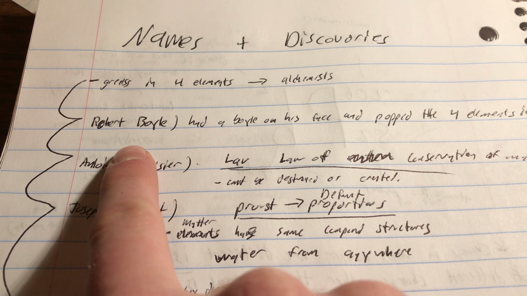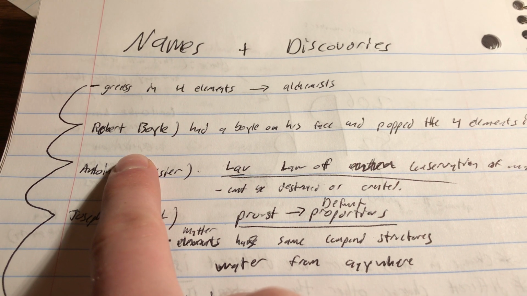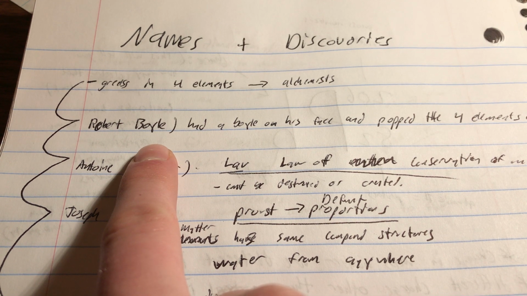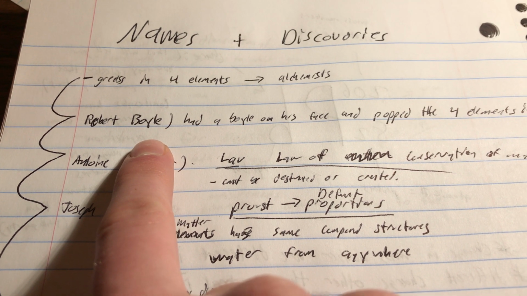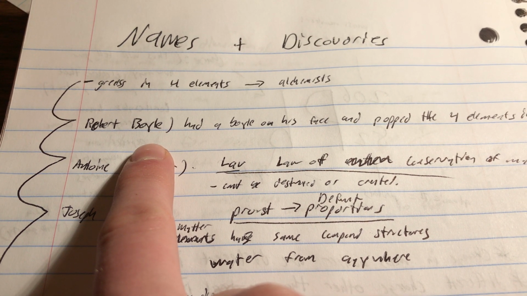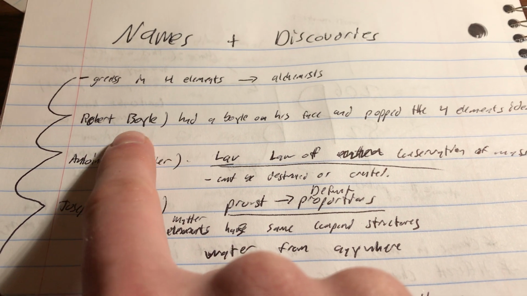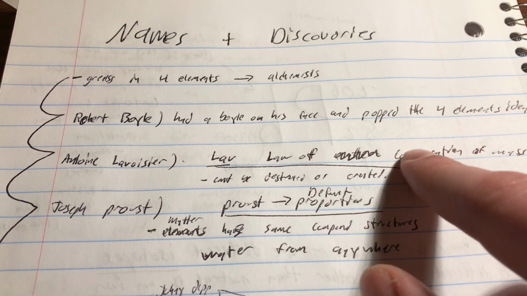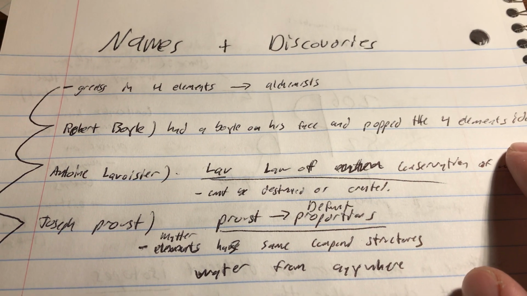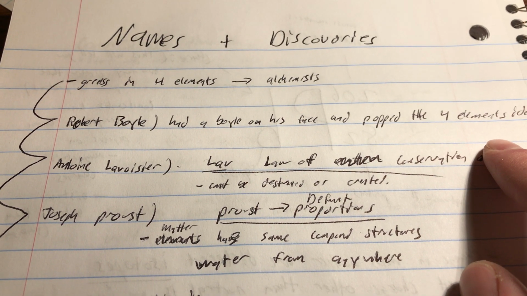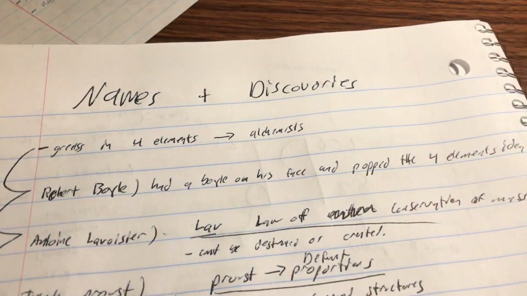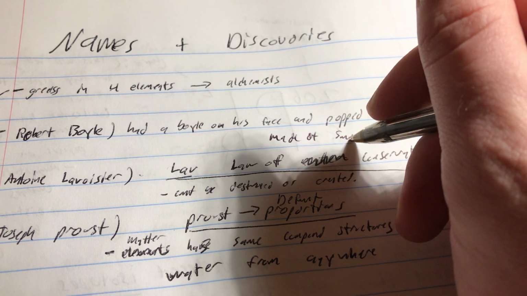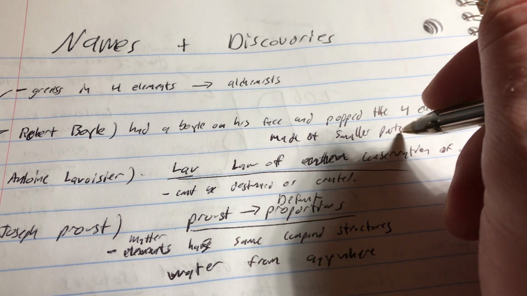First one to be the pessimistic chemist, or I don't think it's pessimistic chemist. I think it's some other word. Anyway, Boyle, Robert Boyle. Boyle had a boil on his face and popped the 4 elements idea. He believed that things were made up of atoms, made of smaller parts, or atoms.